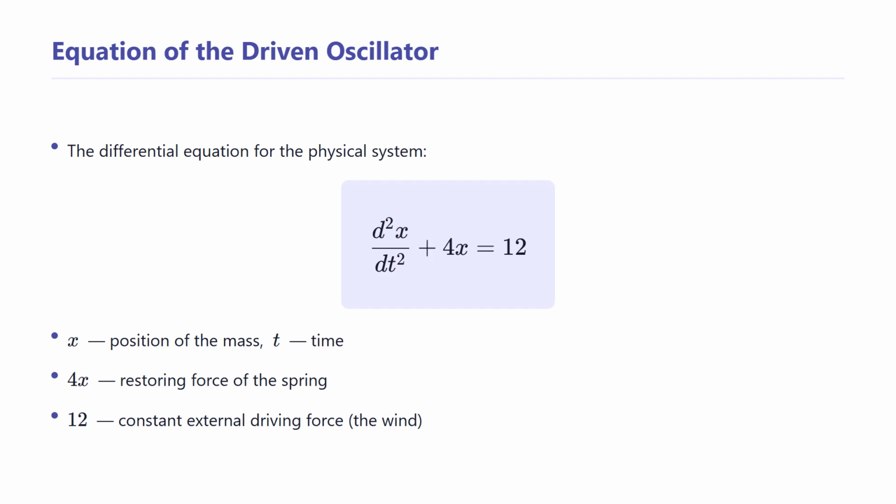Because this driving force is a constant number rather than 0, the equation is non-homogeneous. If the wind blew harder, this number would increase, which would directly change our particular integral. If the wind stopped, the right side would be 0, leaving us with a simple, unforced bouncing spring.